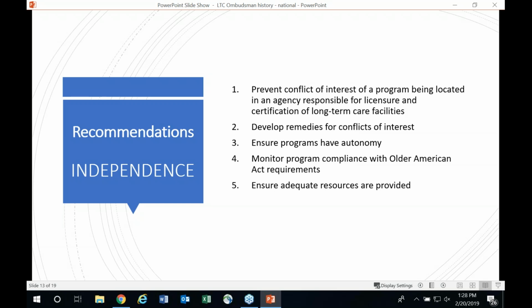So the recommendations and the new federal regulations, I just can't say enough how it's helped me to do a better job for the program in Idaho. It also recommended that programs be monitored in some way to make sure that they were in compliance with the Older Americans Act requirements, and that there was a recommendation that adequate resources be provided.